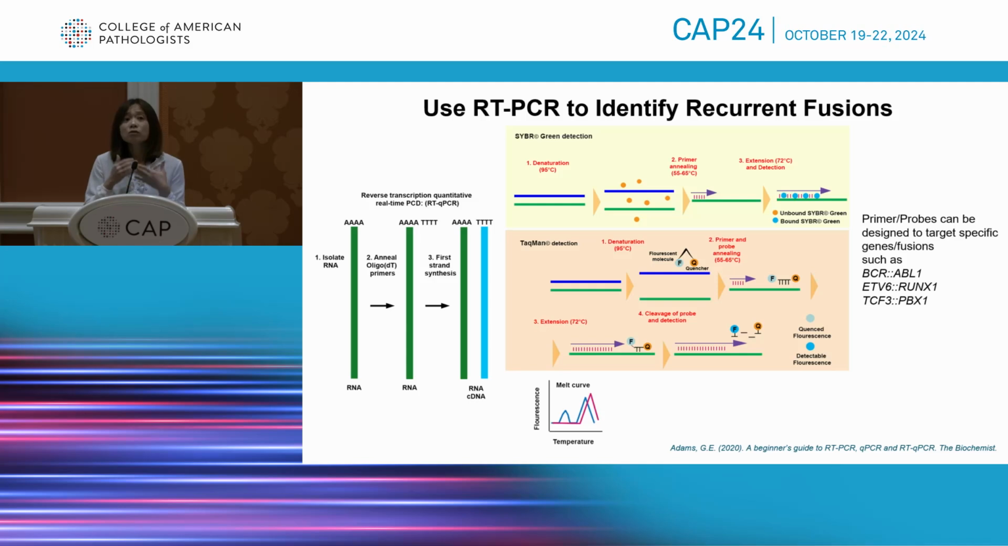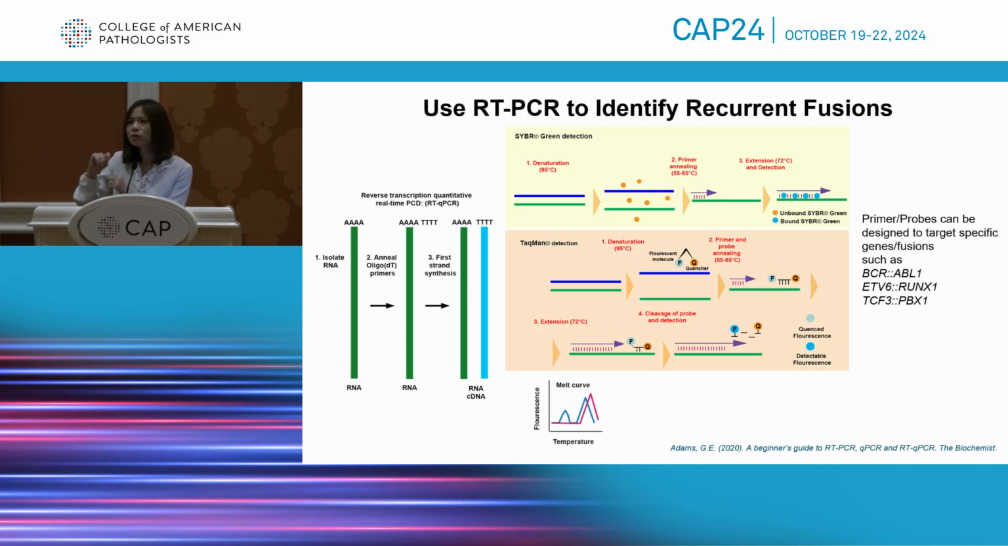There are two main platforms for RT-PCR. On the top, you can see SYBR Green, and the lower part is called TaqMan. Most labs will probably be using TaqMan, but I thought it would be interesting to tell people what is out there. SYBR Green is a nucleic acid dye, so it preferentially binds to double-stranded DNA.